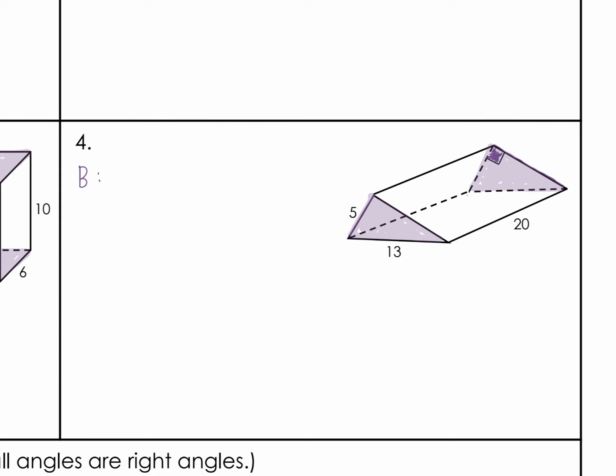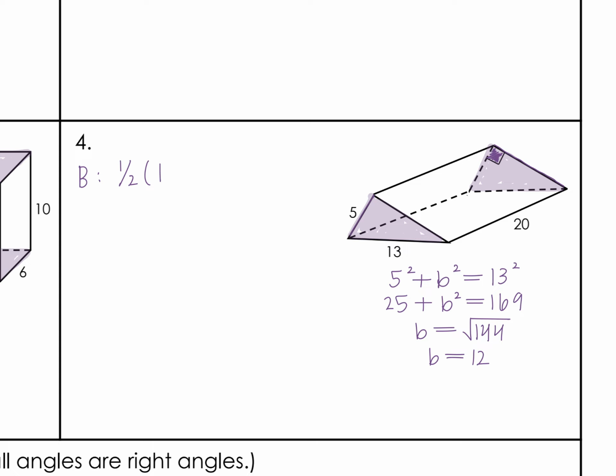So I'm going to use Pythagorean theorem once again. My 5 squared plus b squared is equal to 13 squared. I'll get 25 plus b squared equals 169. And therefore my b is going to be equal to the square root of 144, which just gives me 12. So plugging in, I'm going to have 1/2 my base, I can use the 12, times my height of 5. So half of 12 is going to give me 6, and 6 times 5 gives me 30.